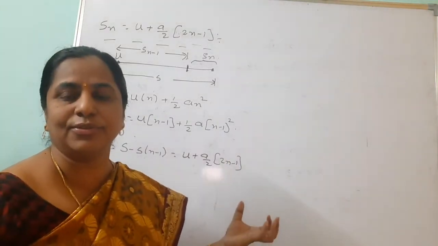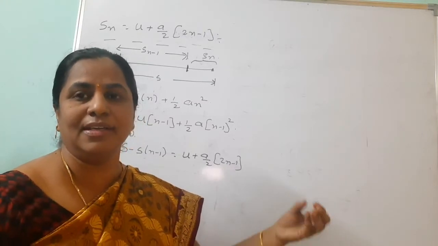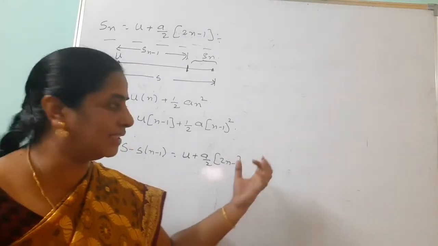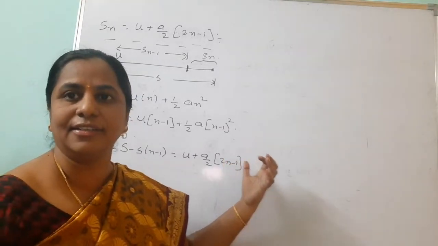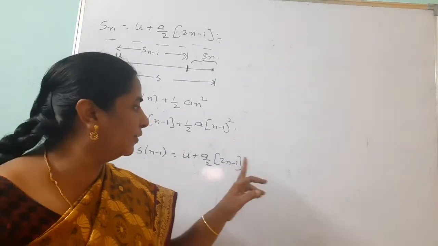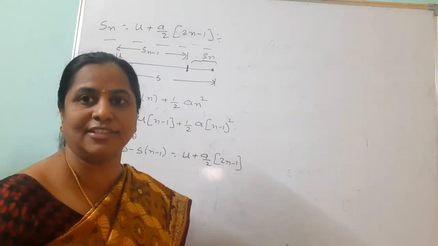It is used to find the distance covered by the body in a particular second only. Suppose we want to find how much distance it covers in the first second, then instead of n we write 1. If we want the distance covered in the third second, then instead of n we write 3. This is the fourth equation of motion.